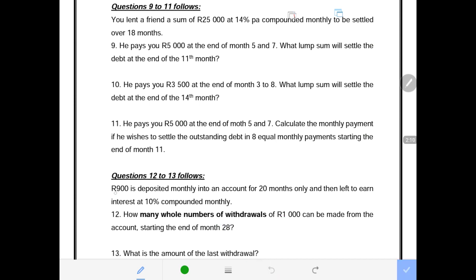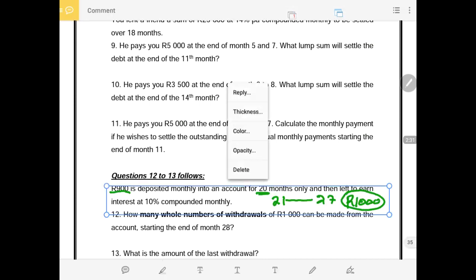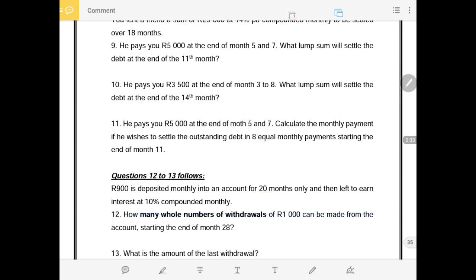If he saved 900 every month for 20 months, then from month number 21, the amount was earning interest up until month number 27. Then from month number 28, he starts making withdrawals of 1000. How many will these withdrawals be if this person withdraws a series of equal withdrawals of 1000? Now we are focusing on the withdrawals, not on the repayments.